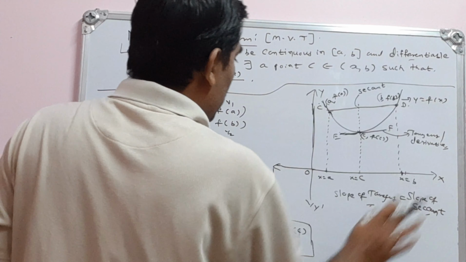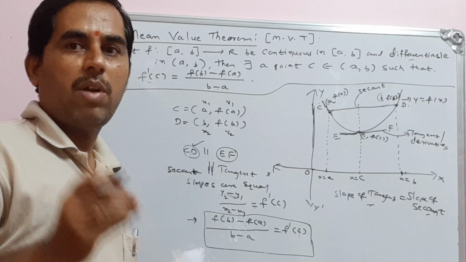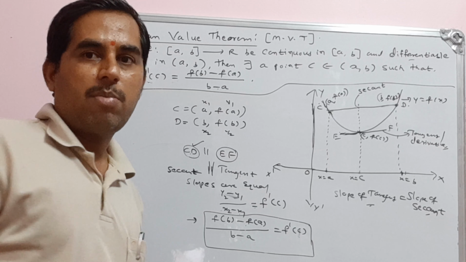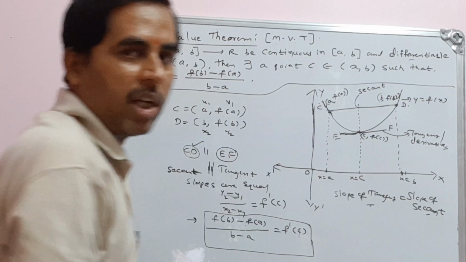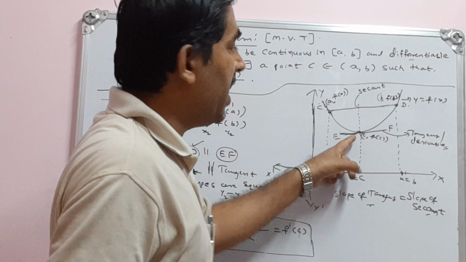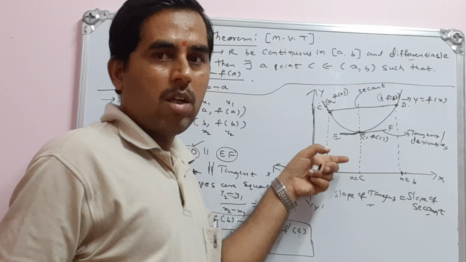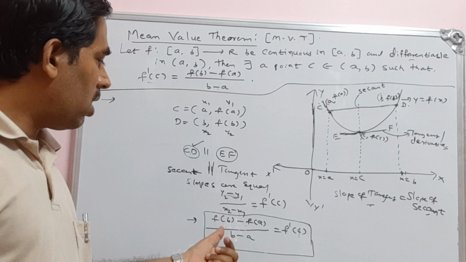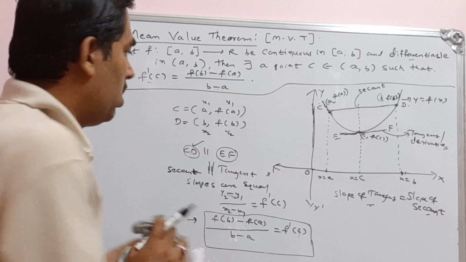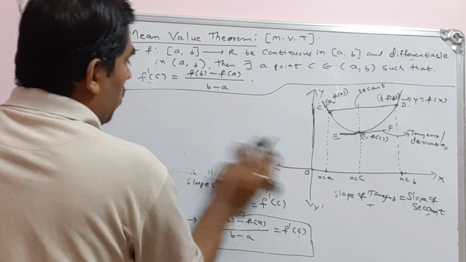You need not worry about all these things in the examination. They will ask only one problem. For understanding purposes, I told this geometrical meaning. You have to keep this point in your mind: the secant line is parallel to the tangent line, that means slopes are equal. That is the claim of the mean value theorem. So let us work out one problem on this.